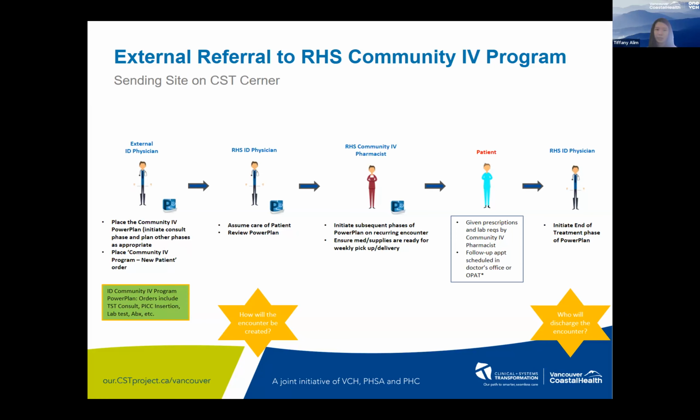Once the ID physician has reviewed the power plan, the Richmond Community IV pharmacist will initiate the subsequent phases of the plan, make sure that the medication and supplies are good to go for pickup and delivery, and they will be the ones giving the patient the prescription and lab recs. The patient will have a follow-up scheduled. Again, for appointments scheduled in the doctor's office, continue your current workflow of arranging those appointments, and we'll get you more information about these OPAT follow-up appointments in our next session.